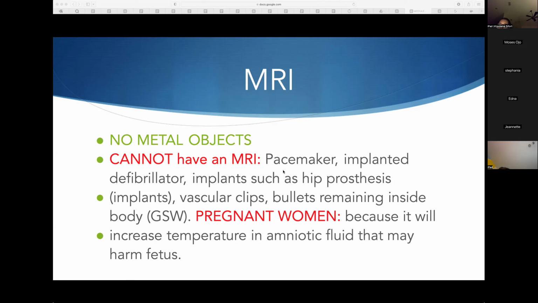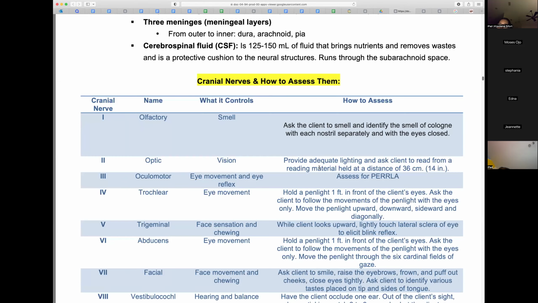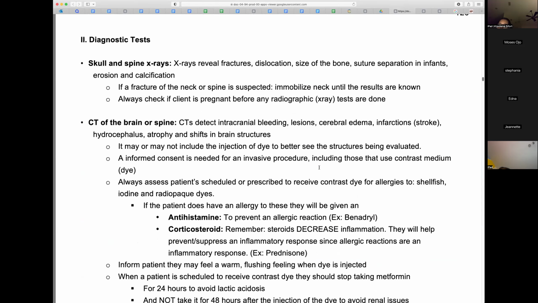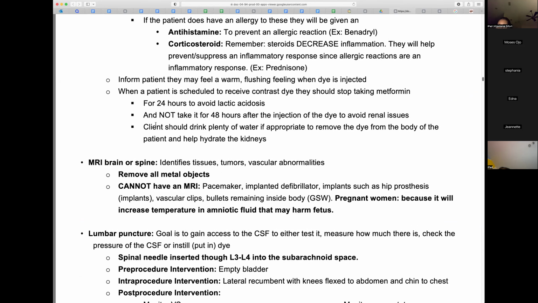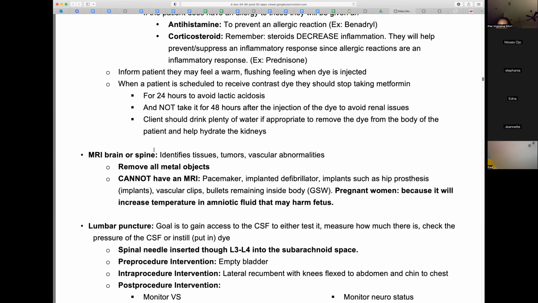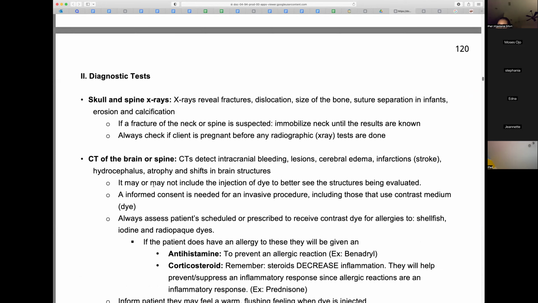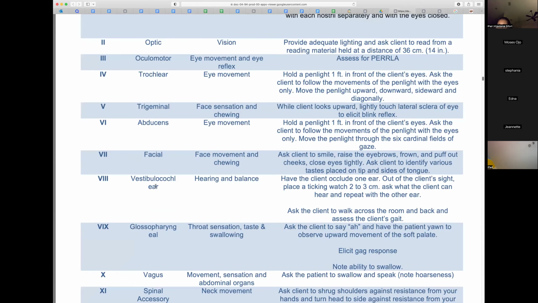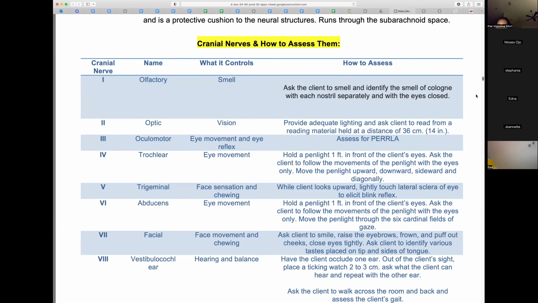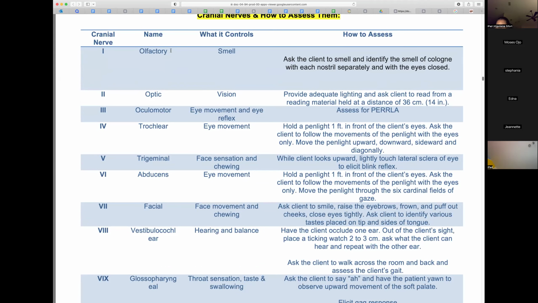So those are some very important diagnostic tests that we just reviewed. The reading in the study guide talks about all of them: x-rays, CT, and MRI. So please make sure you read the study guide. Another important thing from the study guide that I want you to memorize are the cranial nerves. Read through them in the study guide and then use your flashcards.